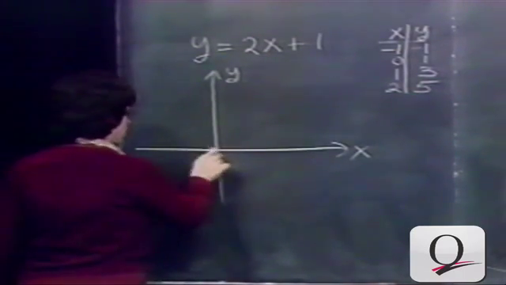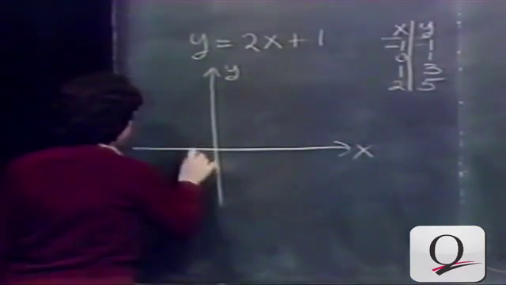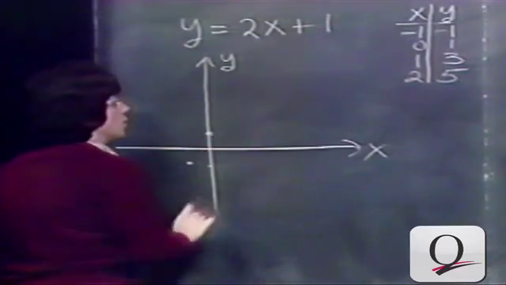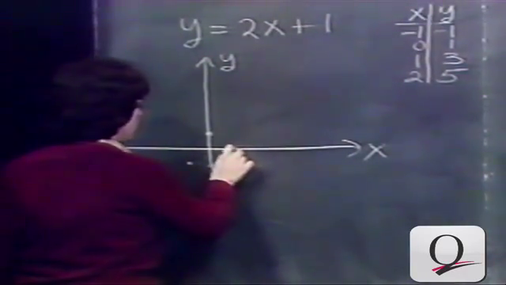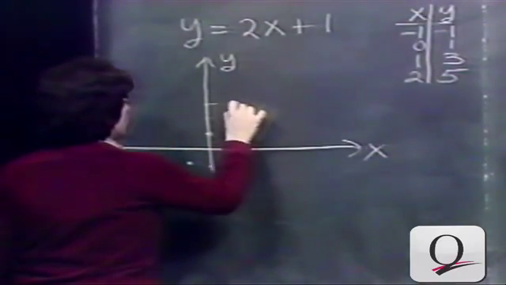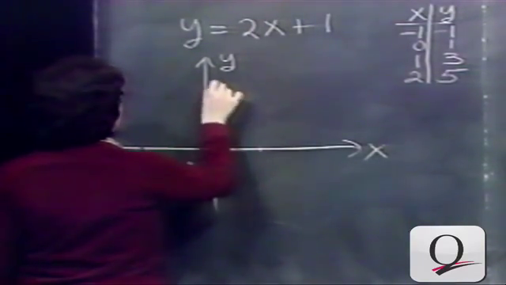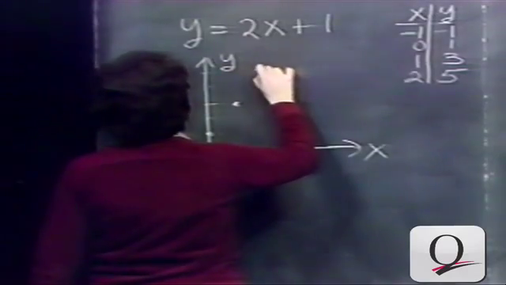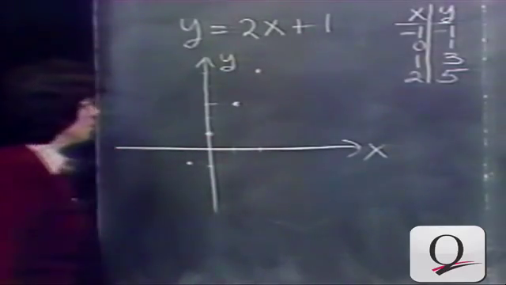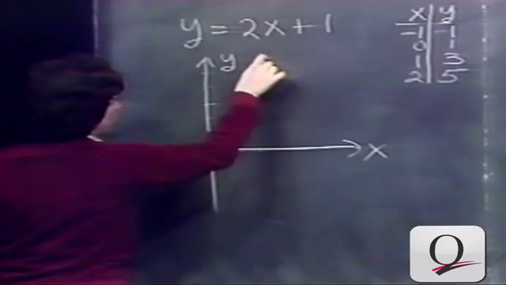Now let's plot the point -1, -1, which would be about over here. 0, 1 is over here. 1, 3, that would be 1 over, 1, 2, 3 up. And 2, 5, 2 over, 1, 2, 3, 4, 5 up. It certainly does appear as if these points lie on a straight line. Let's try to draw this. Bear with me here, I don't have a ruler.